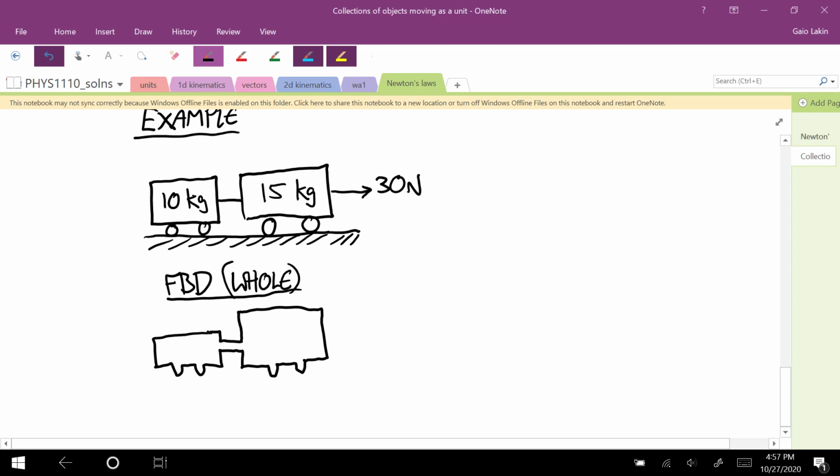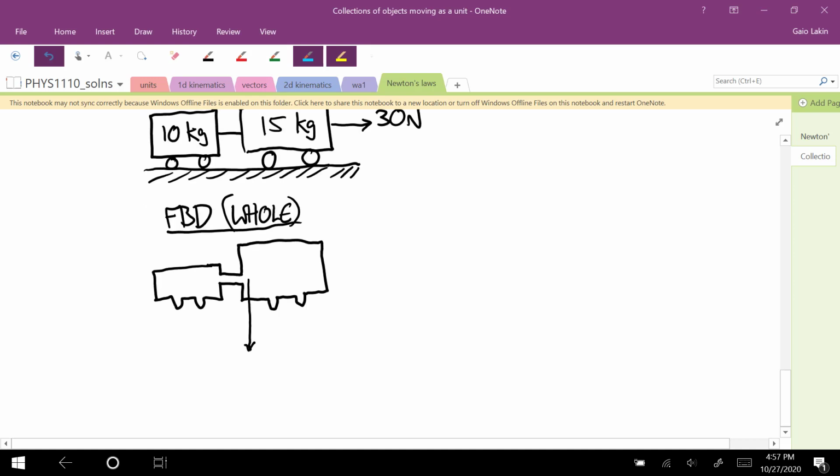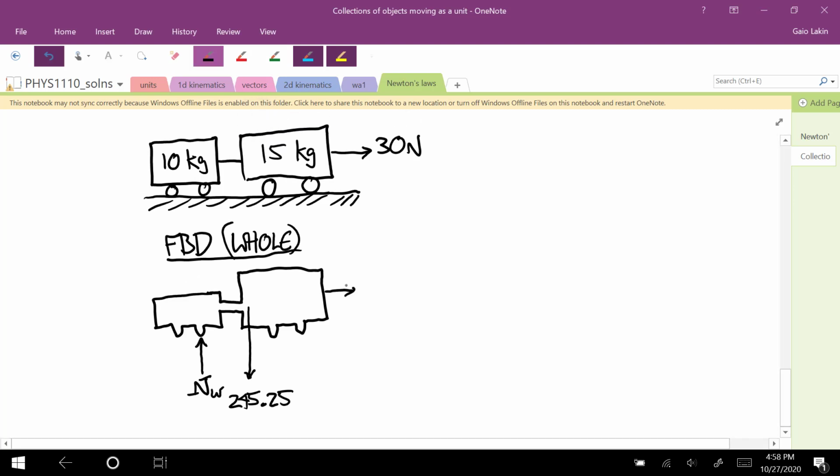Okay, the total mass is 25. So we have a weight down of 25 times 9.81, so 245.25. And then we have a total pushing force. So I'll call that, I guess like the other one, I'll call it N sub W for the whole normal force, the pushing force on the whole system. And then we have the 30 Newton force going this way.